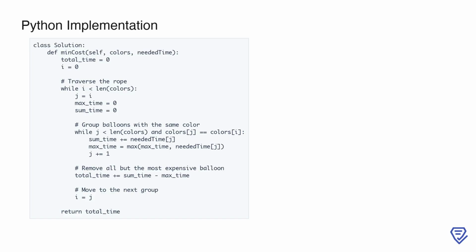The algorithm ensures all edge cases are handled, including ropes with no repeated colors, ropes where all balloons are the same color, and mixed cases. Its time complexity is O(n), as it processes each balloon once, and its space complexity is O(1), since it uses only a few variables for computation.